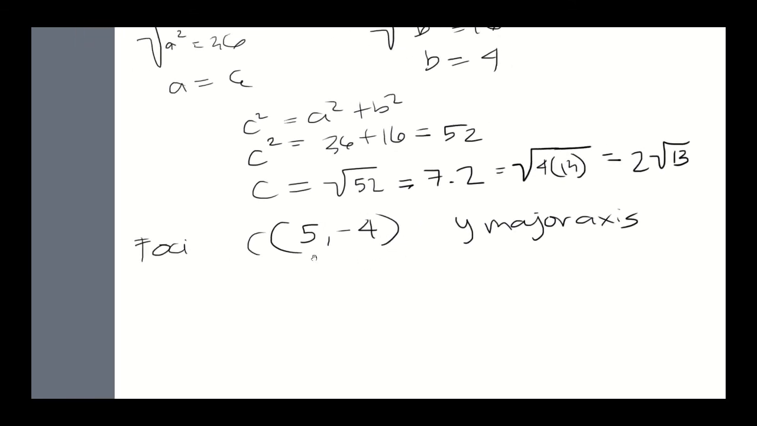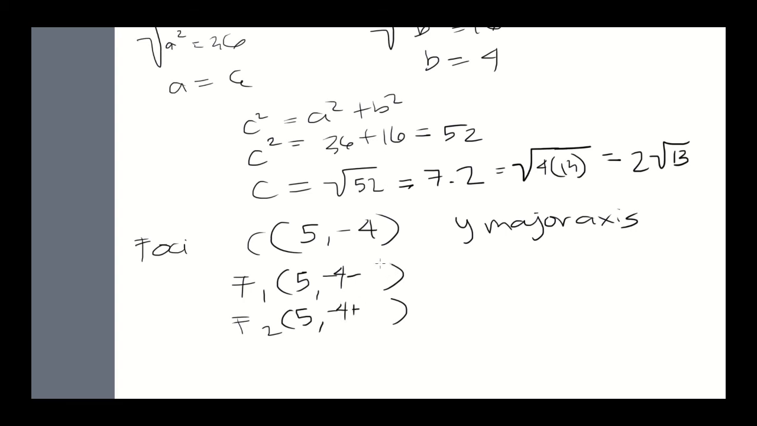Okay, so we have the y major axis. To get the foci, we just need to put it there. Let's remember this is the y major axis, so the y is the one that is moving. So focus 1 and focus 2 and the center have the same x value. Now we have negative 4 here and negative 4, then minus and plus.